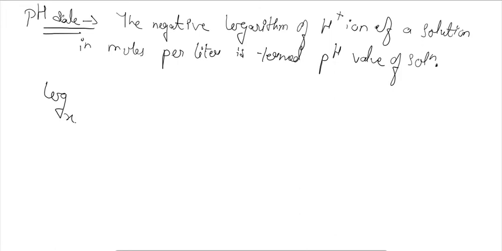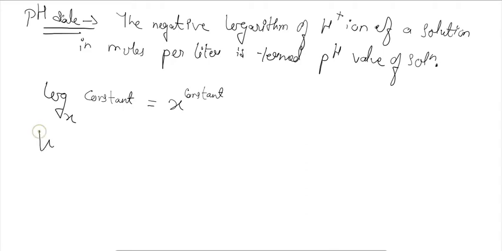Then the log of x for any constant or any number defines the power to which this particular base is raised. It means the number which is constant here is raised to this power. So the log gives the power of that particular number. It represents the exponent of that particular number.